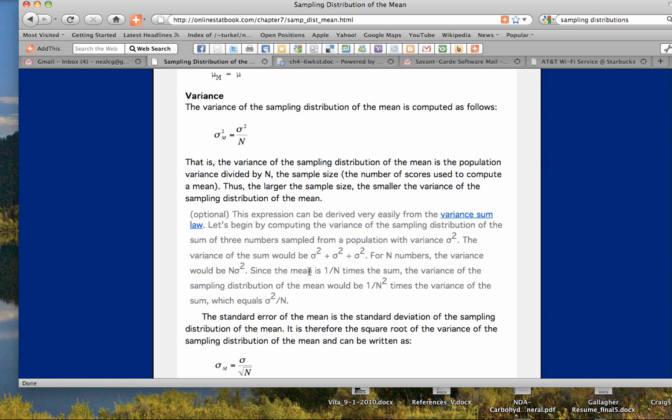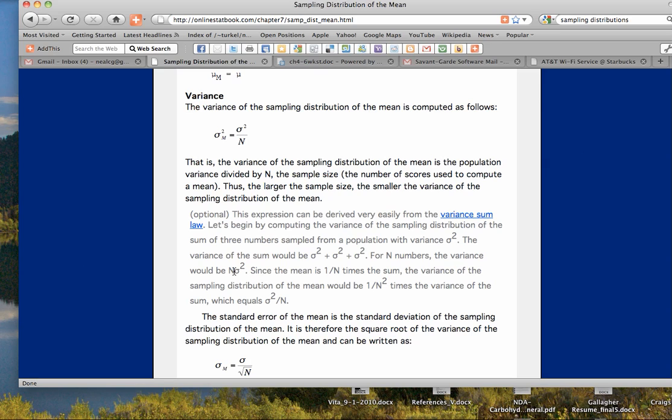Now, the mean is 1 over n times the sum. Remember, that's how we compute the mean. We add them up and divide by n. So the variance of the sampling distribution mean would then be 1 over n squared times the variance of the sum, which in this case is 3 sigma squared.